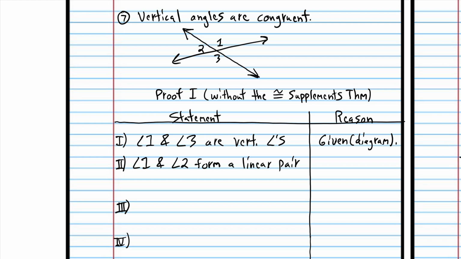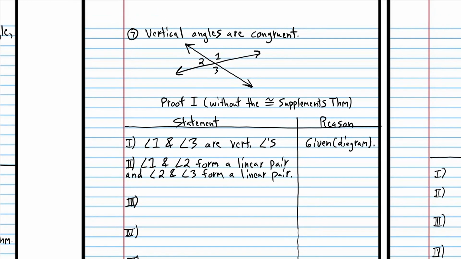But it's also true that angle 2 and angle 3 form a linear pair. Do you see that? So these two angles form a linear pair, but these two angles form a linear pair also. So angle 2 and angle 3 form a linear pair. And we can see that that's just given in the diagram.